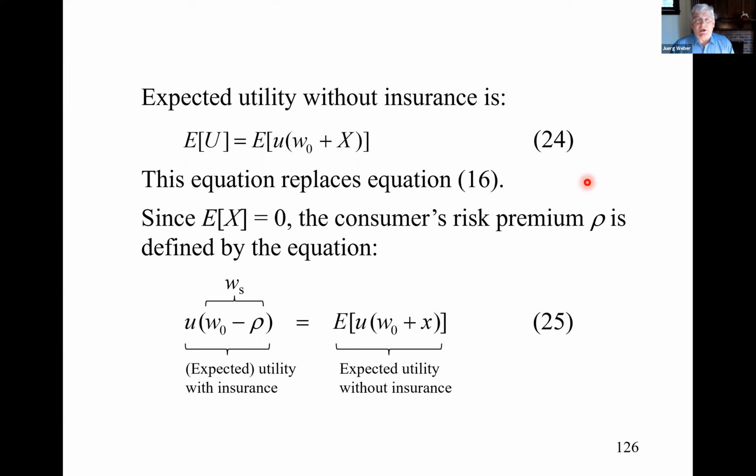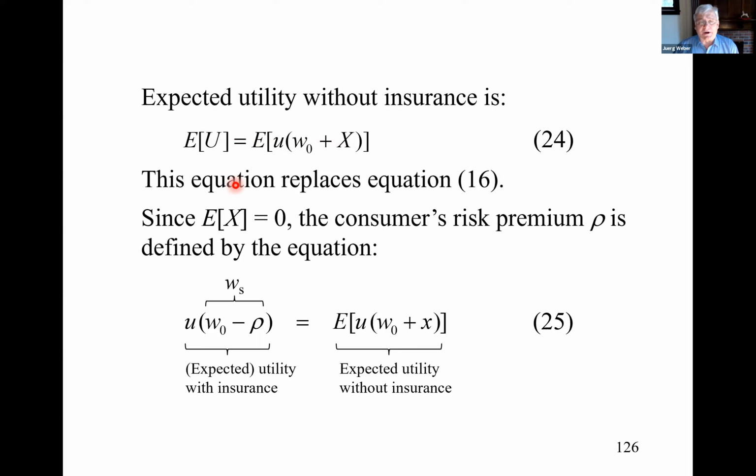Now, the expected utility without insurance is now like this. This equation replaces equation 16 from before, the expected utility. You see, we no longer have a binary prospect, with a 2% chance of a loss and a 98% chance of no loss, where we write down the expected value. That we cannot do here because we no longer have a binary distribution. We want to be more general. So what we do here applies to any probability distribution.